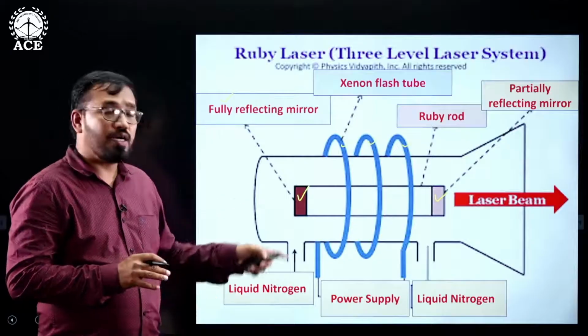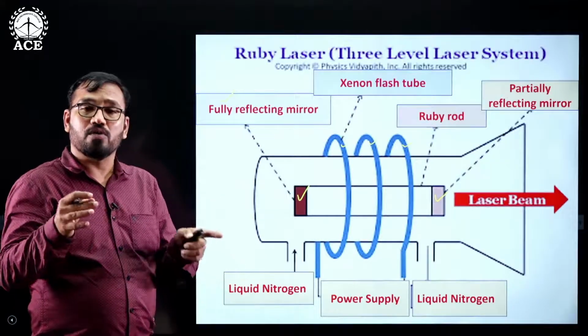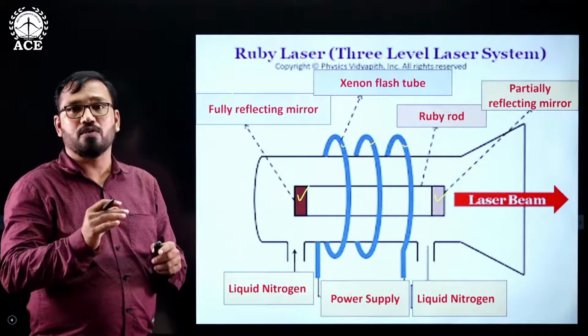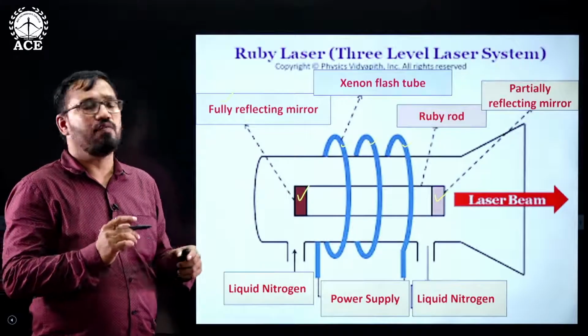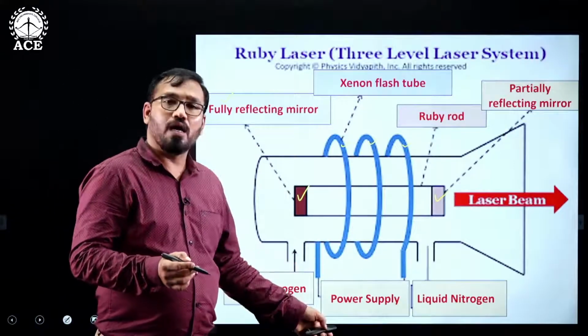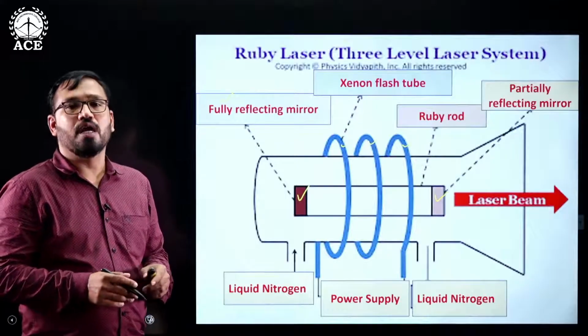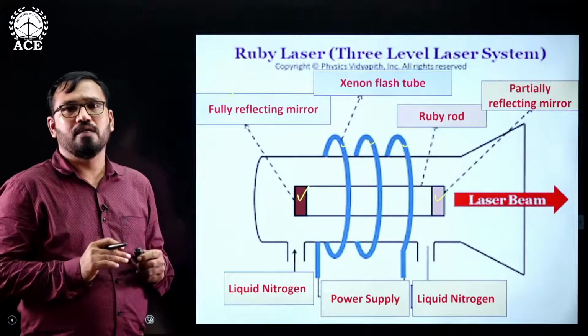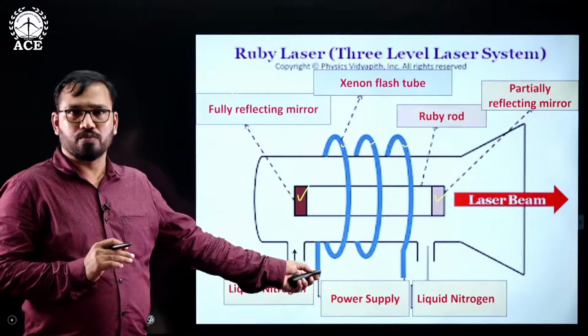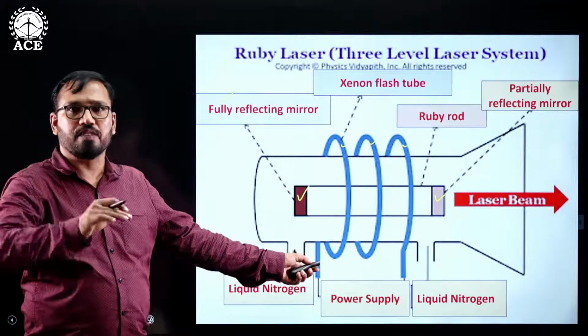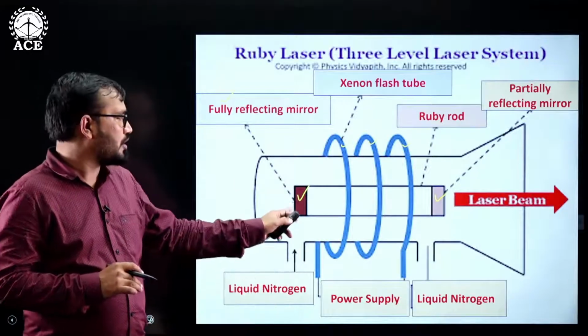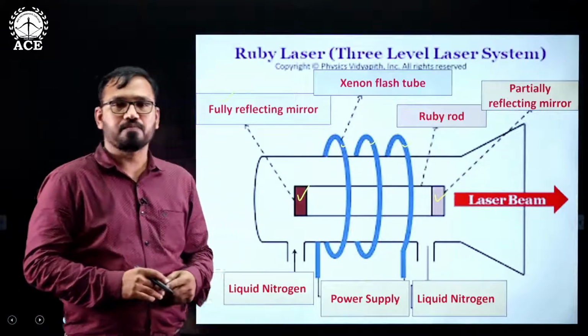In order to not reduce the efficiency, we are using cooling techniques. Liquid nitrogen is used in order to balance the temperature of the quartz tube, the tube that is enclosed with the ruby rod.